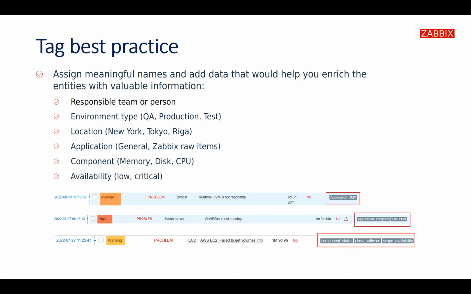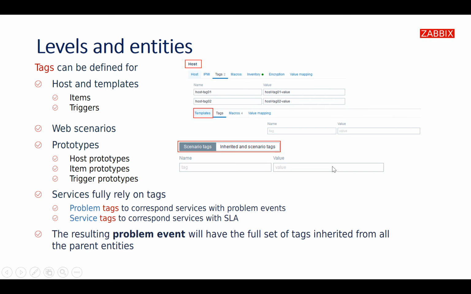application like general or Zabbix raw items, which are then preprocessed, and multiple dependent items are derived from such Zabbix raw items, components to which items belong, like memory, disk, CPU, network, and so on. Availability, load, critical. So it is advisable to add tags and to choose them so that they would add additional meaningful information to your entities.